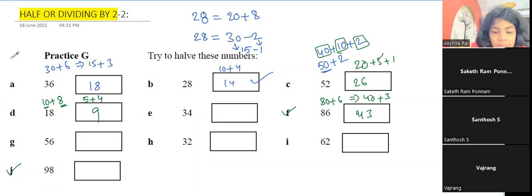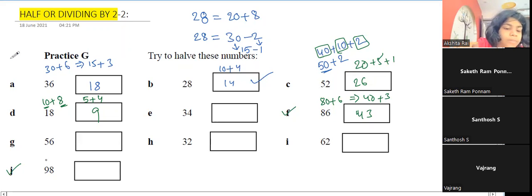Yes, so which is better? 90 plus 8 or 100 minus 2? 100 minus 2. Yeah, both will give the same answer. It is okay, but which is more convenient? 100 minus 2 is more convenient. Yes, you can do it that way only.